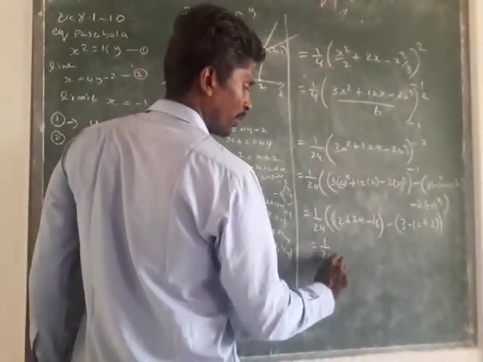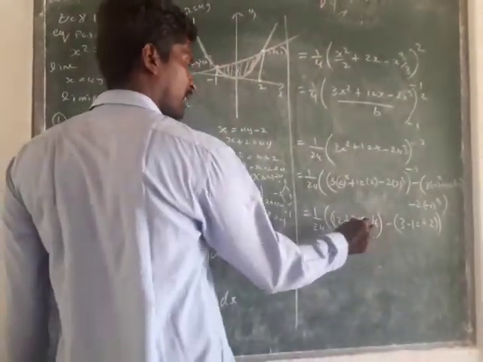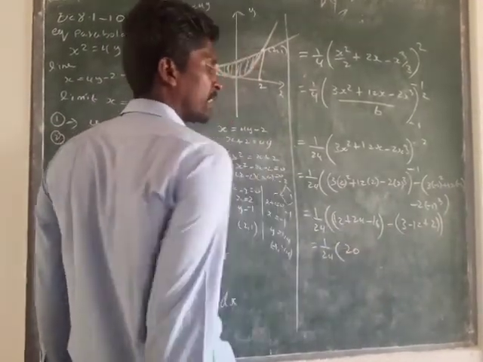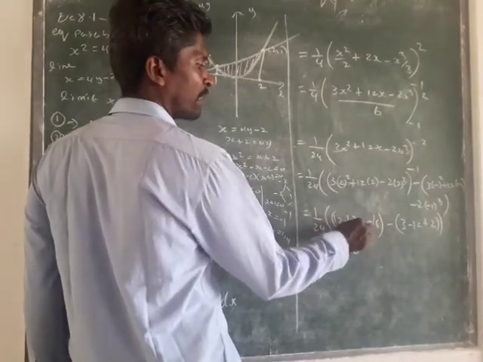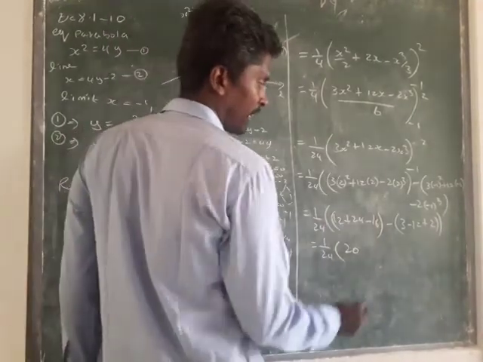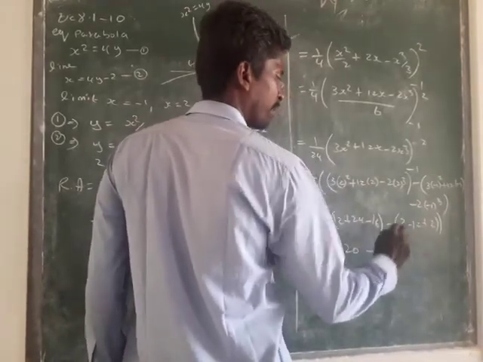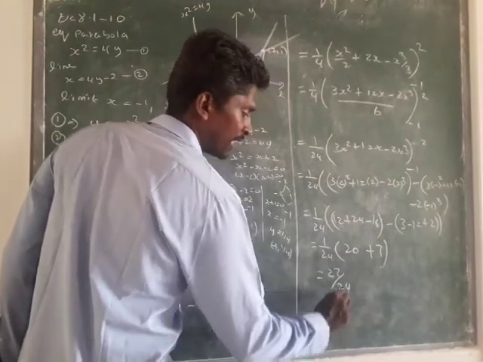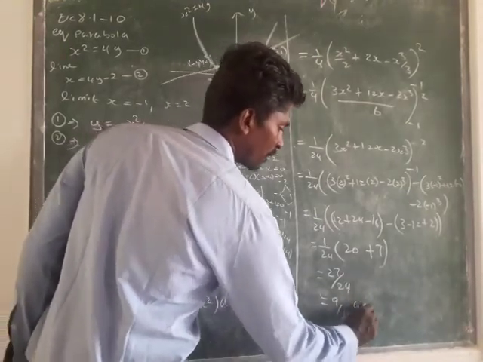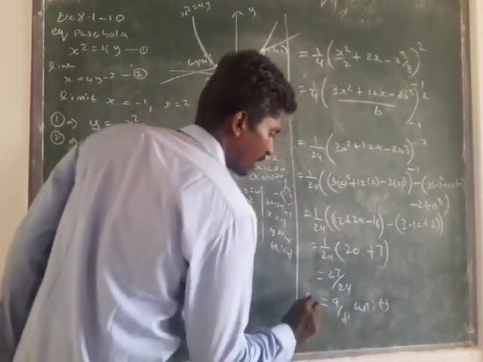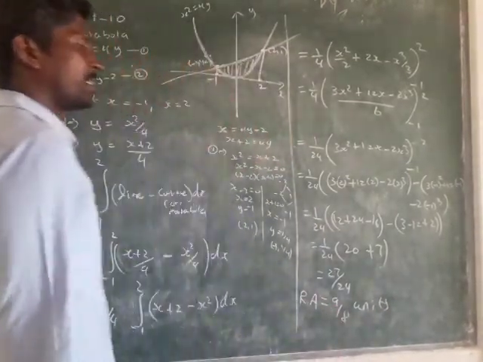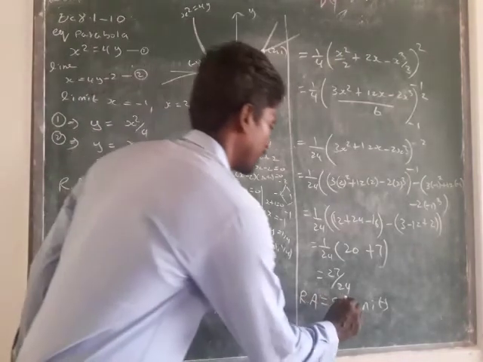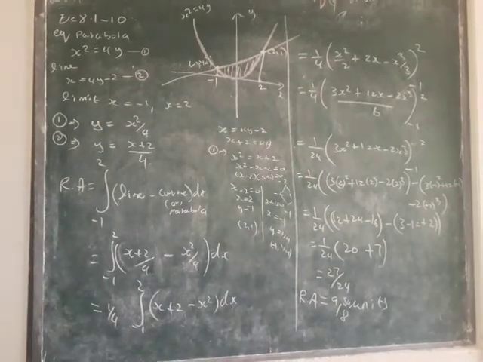And we have 1 by 24 into 16 minus, hmm, 12 plus 24 is 36, minus 16 is 20. Then the lower value: 3 minus 12 is minus 9, plus 2 is minus 7. Subtracting minus 7 becomes plus 7. So 27 by 24. 9 is 27, 8 is 24. So the required area is 9 by 8 square units, 9 by 8 square units.